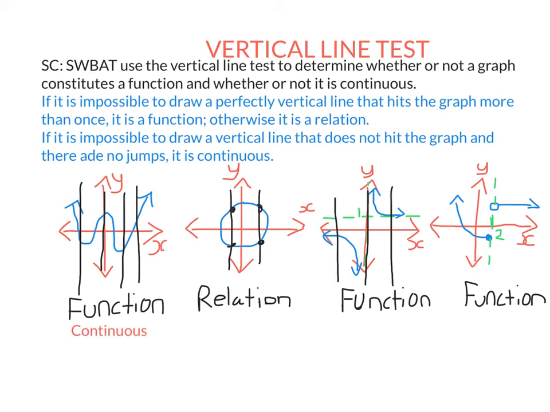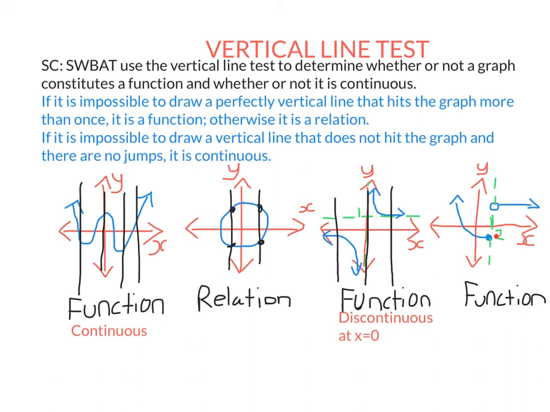But if I look, however, at this graph here, it is possible to draw a vertical line that doesn't hit the graph at all. This line here, the y-axis. In other words, this one has an asymptote. So it is not continuous. This graph is discontinuous at x equals 0 because there's no y value associated with x equals 0.